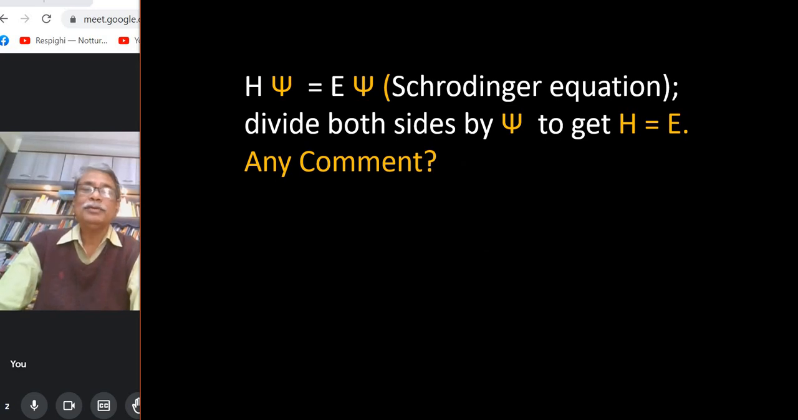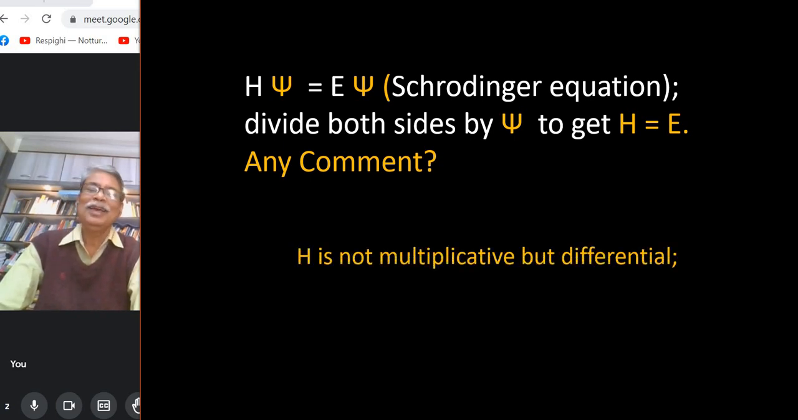The third question is a bit tricky. H psi equal to E psi. So general algebra says that you can divide both sides by psi to get H equal to E. So any comment? The answer is H is not multiplicative. It's an operator, but not a multiplicative operator. Rather, it's a differential operator. So you simply cannot divide psi from both sides, right? So that is the comment.